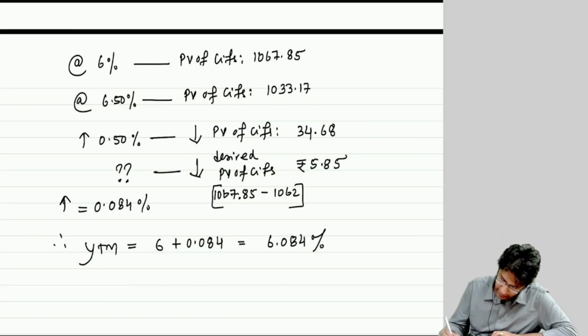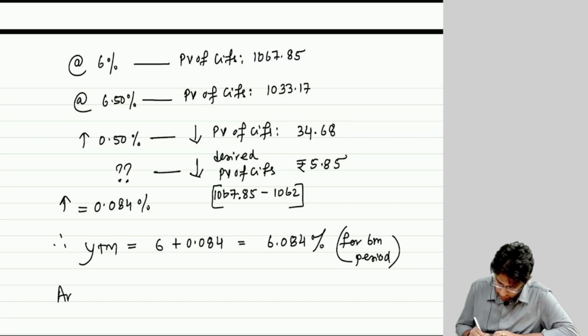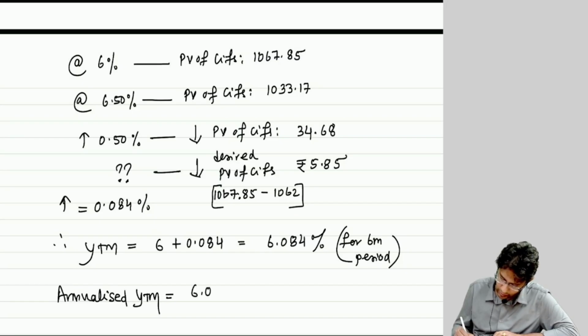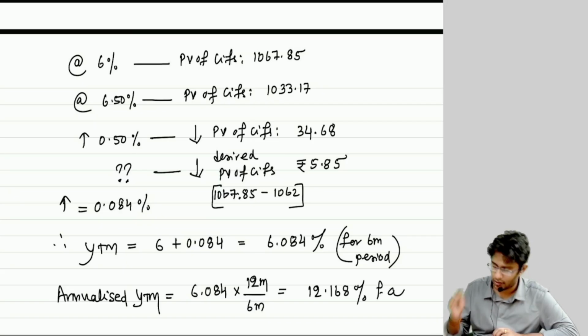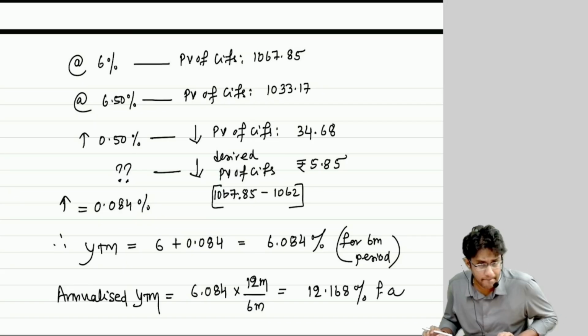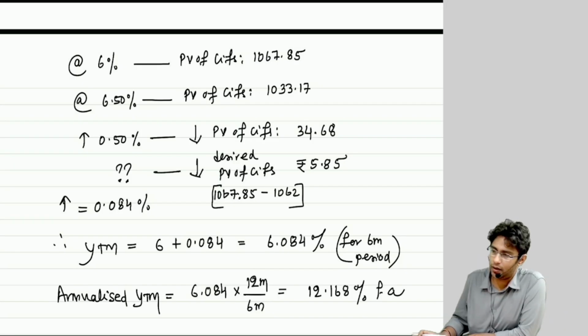Of course, you should not forget that this is YTM for a 6 month period. Annualize it. Annualized YTM: 6.084 is for 6 months, so how much is it for 12 months? 12.168. That's it. You see here, this is a proper accurate YTM.